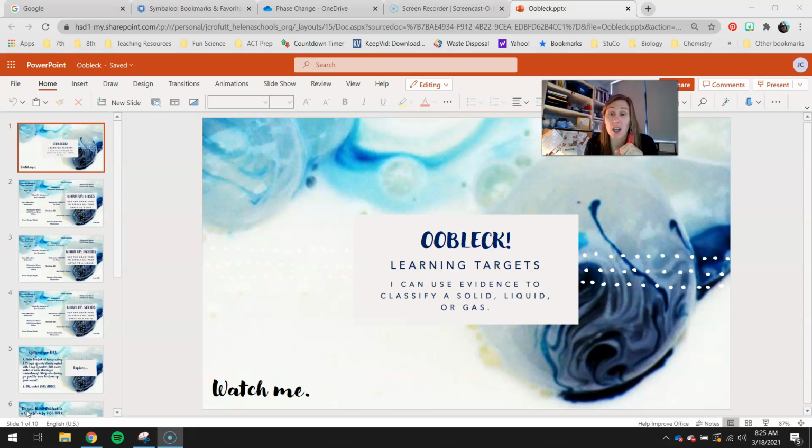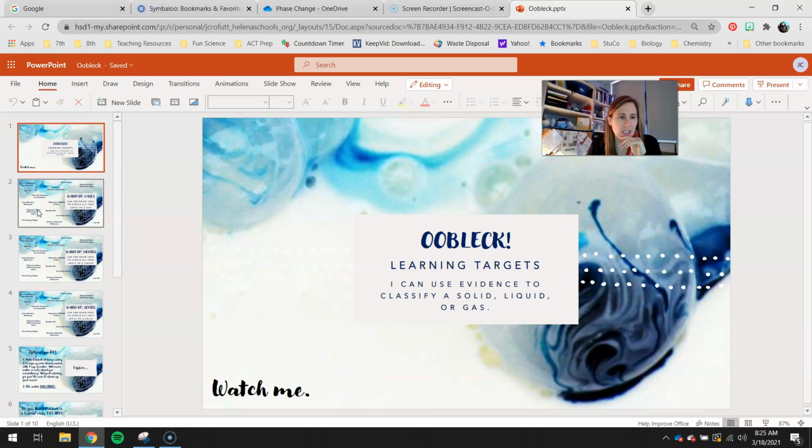The other day we learned about solids, liquids, and gases, and today you are going to be messing around with a substance called Oobleck and then doing a claim, evidence, and reasoning to say what state of matter you think Oobleck is most like. If you had to identify just one state of matter, what is Oobleck? Is it a solid, a liquid, or a gas? Your learning target: I can use evidence to classify a solid, liquid, or a gas.